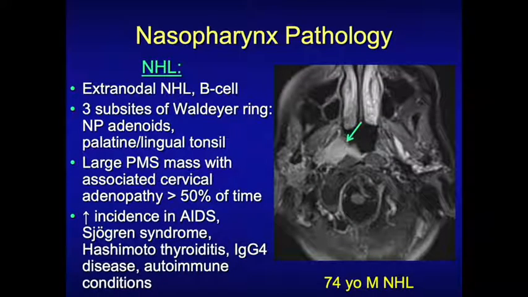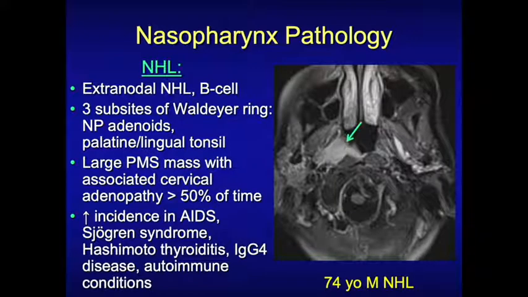So let's switch gears a little bit and talk about other neoplasms of the nasopharynx. Non-Hodgkin's lymphoma is the second most common malignancy of the nasopharynx, and these can sometimes mimic nasopharyngeal carcinomas. These are extranodal non-Hodgkin's lymphomas. They tend to be B-cell lymphomas, but T-cell lymphomas can also occur here.